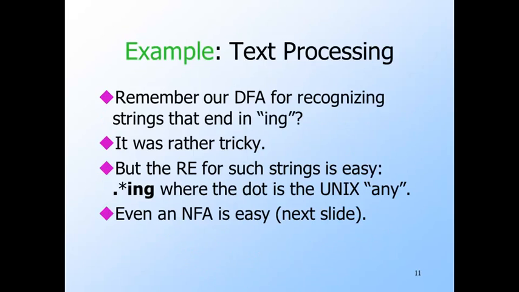You may remember our DFA example for recognizing strings that end in ing. It involved a lot of explanation as we considered where to go from each of the states that represented some progress toward finding ing. However, there is an easy regular expression for the same language using the Unix dot. It's just dot star ing. Or even if we didn't have the dot in our notation, we could simply replace it by all the legal input symbols connected by pluses. In fact, it's even much easier to design an NFA for this language than it is to design a DFA.